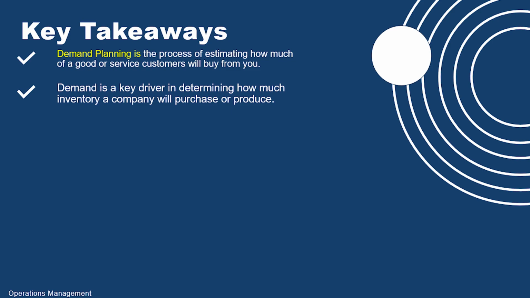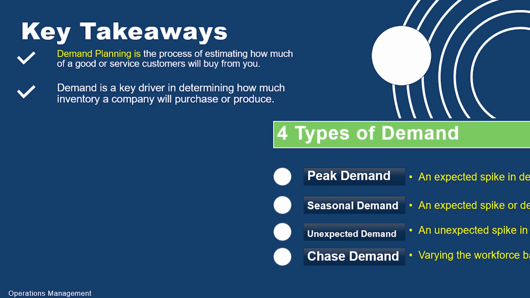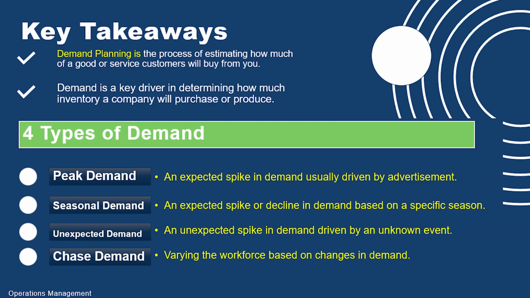So, key takeaways from this video. Remember that demand planning is a way that companies estimate how much you and I as consumers will buy from them. And that impacts how we plan for inventory because we use different types of demand. That includes peak demand, which is a spike up in demand, seasonal demand, which is relative to a specific season, unexpected demand, which again is one of the toughest demands to deal with because it's unexpected, and then chase demand, where we vary the workforce to try to meet demand regardless of the situation. If it's high, we plan for it. If it's low, we plan for it as well.